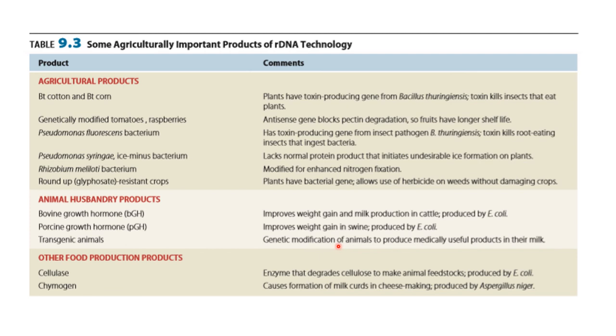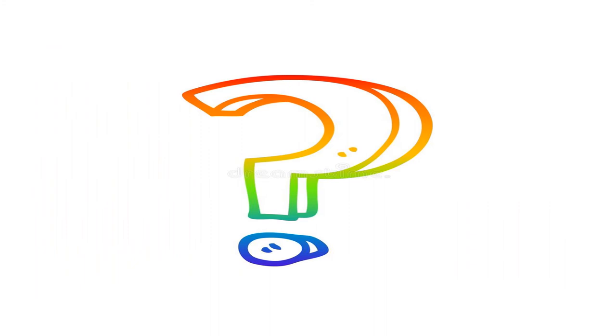Other food products include the cellulases, that are the enzymes that degrade the cellulose to make animal feedstocks, produced by the E. coli. And the chymosin causes formation of the milk curds in cheese making, it is produced by the Aspergillus niger. That's all about the application of the biotechnology in agriculture.